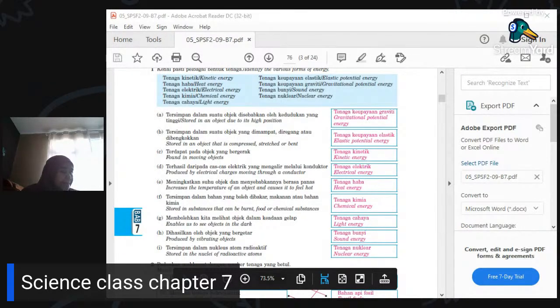Stored in substances that can be burned, food or chemical substance: this is chemical energy. Able to let us see objects in the dark: light energy. Produced by a vibrating object: sound energy. Stored in the nuclei of radioactive atoms: nuclear energy. Have you written the answers? This is for 7.1.